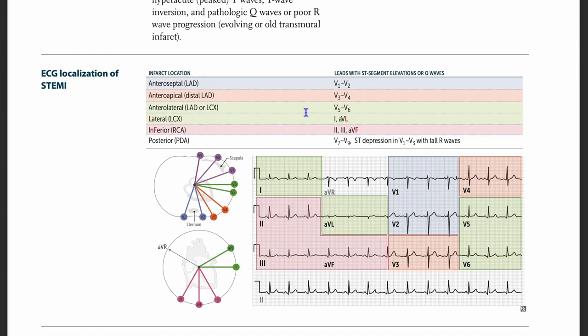They'll tell you that there's MI in leads I and aVL, right? So that's going to be your lateral. Or they'll tell you that there's detection of MI, ST elevation in the leads from V3 to V4, right? So that'll be your anterior, apical and distal LAD, okay? But for people who can pick it up, I'll just go over it real quick.